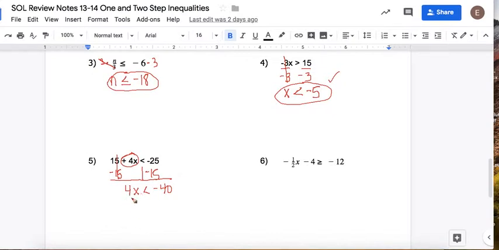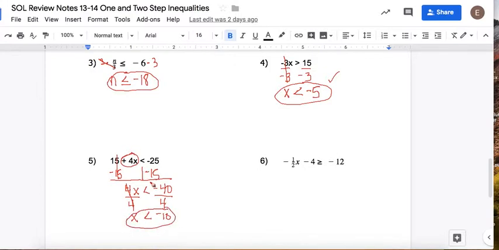Now I'm not done. I don't have the variable by itself. The opposite of multiplication is division. So we're going to divide both sides by 4. 4 divided by 4 is a 1 in disguise. And I'm not going to flip the symbol here because I'm dividing by a +4. So -40 divided by 4 is -10.